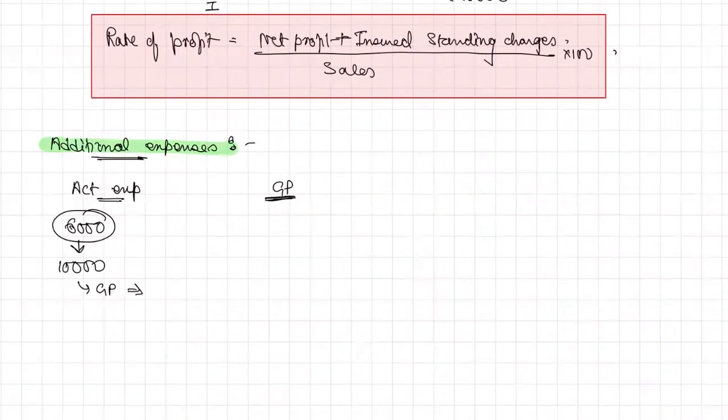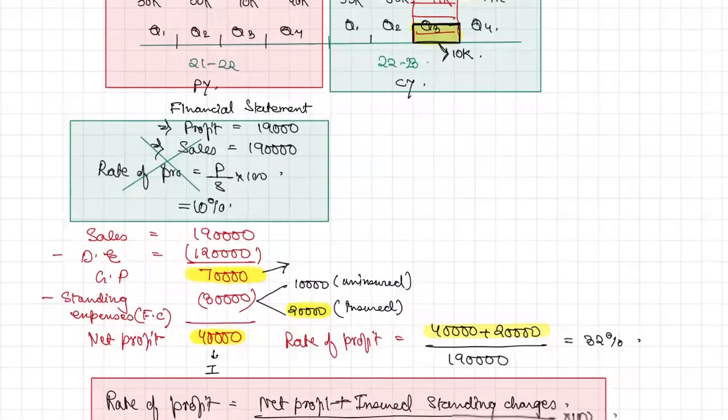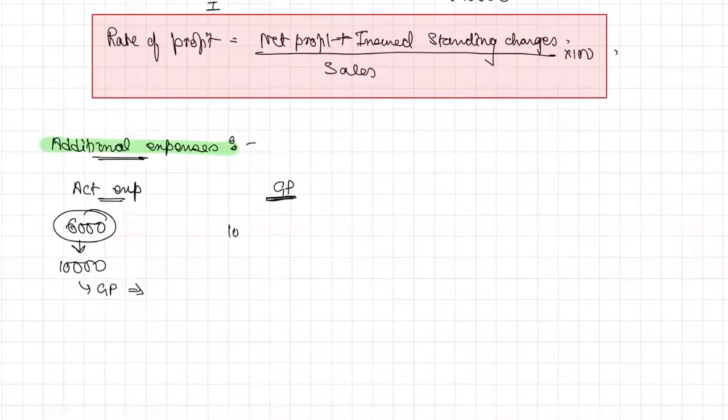So what expenses have I incurred, and what was the sale that you did? 10K, 10,000. What is my GP percentage? 32 by 100. So how much will it come to? 3,200. So is this good? We have incurred an expense of 6,000 and we have only earned 3,200. Is it good? It's not good. So in this case, additional expenses will not be included.